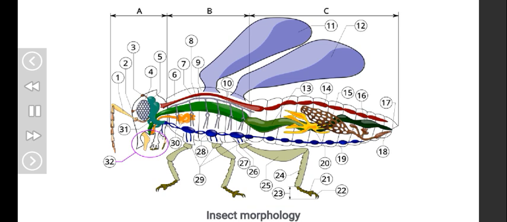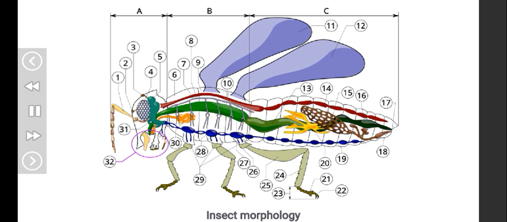22. Claws. 23. Tarsus. 24. Tibia. 25. Femur. 26. Trochanter. 27. Foregut, crop, gizzard. 28. Thoracic ganglion. 29. Coxa. 30. Salivary gland. 31. Subesophageal ganglion. 32. Mouthparts. There is enormous variation in body structure amongst insect species.